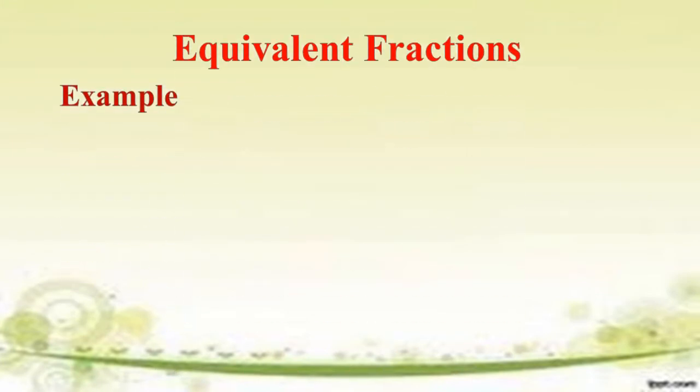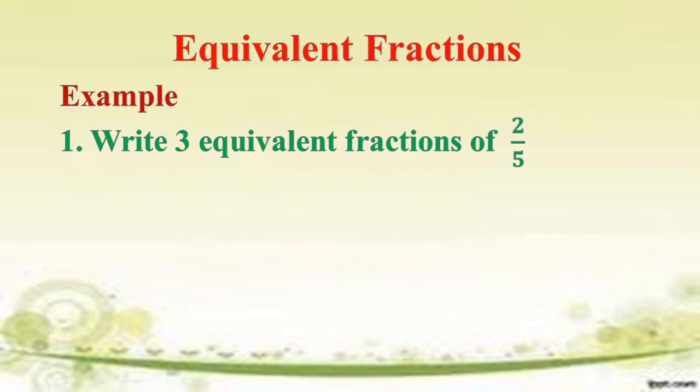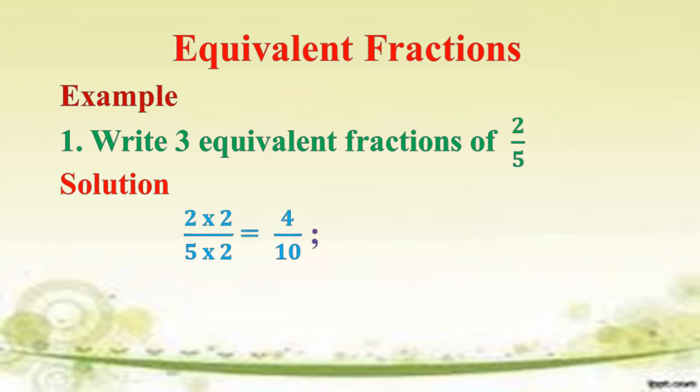Equivalent fractions. Example: write 3 equivalent fractions of 2 by 5. Now we are going to write the first equivalent fraction. When you multiply the numerator and the denominator by the same number, we get equivalent fractions. So take 2. We multiply the numerator and the denominator by 2. We already have 2 by 5, and when we multiply the numerator and the denominator by 2, we get 4 by 10.